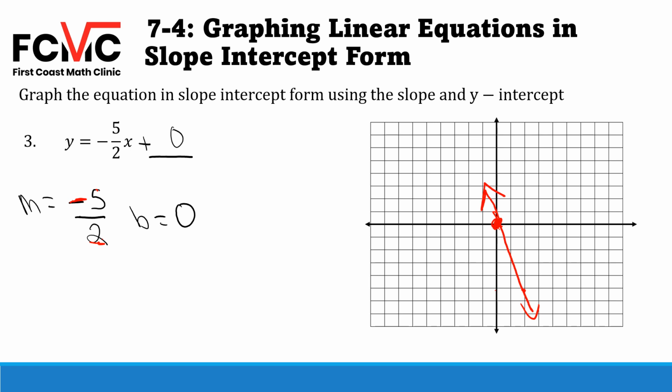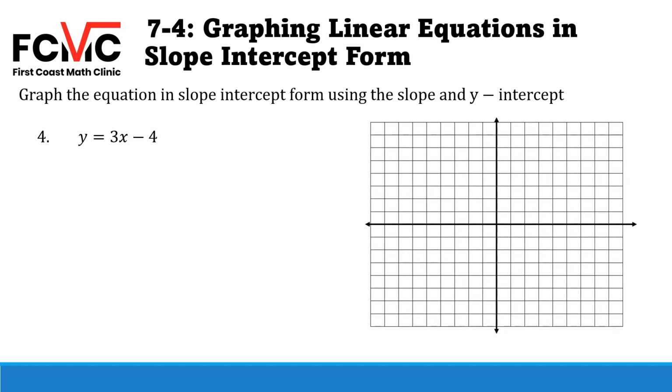Let's look at number 4. We've got y equals 3x minus 4. So our slope is 3, but we always want to write our slope as a ratio. So what can we put that 3 over to make it a fraction? We can put any number over 1 to make it a fraction, and then b is going to be -4. We want to keep the sign with that y-intercept. So we're going to start at -4.